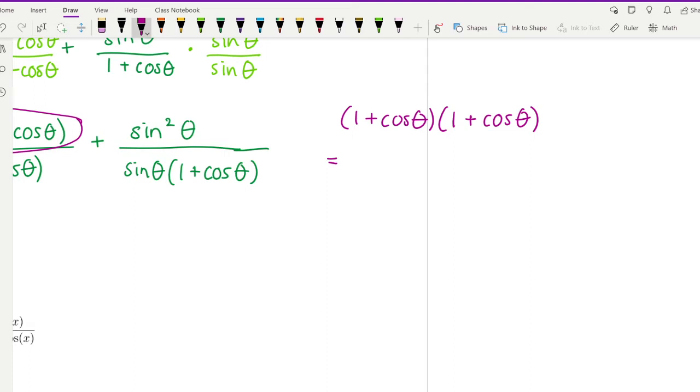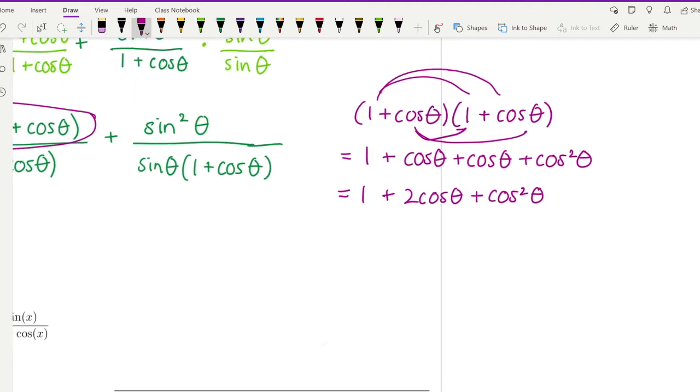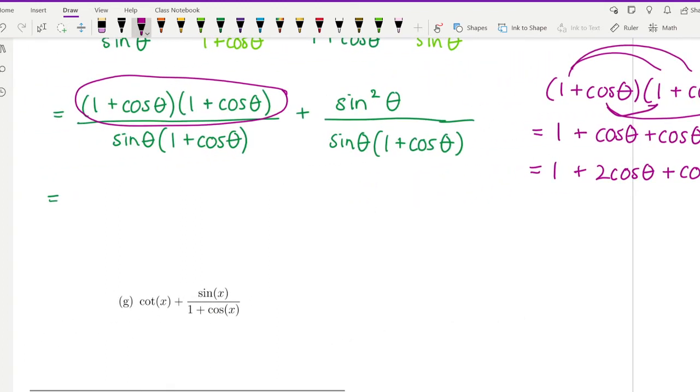Well, that's going to be 1 times 1, so that's 1. That's going to be 1 times cosine of theta, which is cosine of theta. That's going to be cosine of theta times 1, which is another cosine of theta. And then it's going to be cosine of theta times cosine of theta, which is cosine squared of theta. And so altogether, we get 1 plus 2 cosine of theta plus cosine squared of theta. So that is the numerator of this first part.